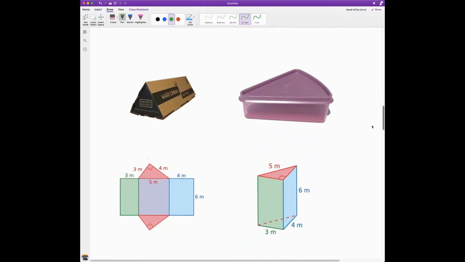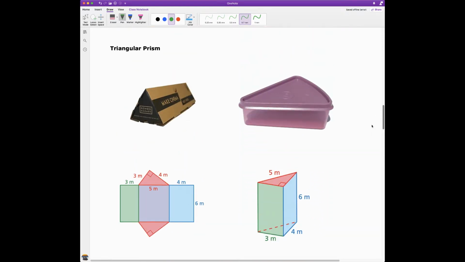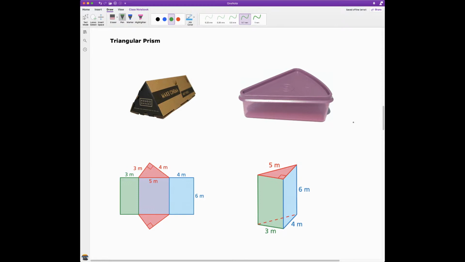Let's look at triangular prisms. Okay, so here's a couple examples of triangular prisms. We have a box here. We have a Tupperware container. Maybe you can put a piece of pie or cake. I love chocolate cake. Anyway, it's not the point.